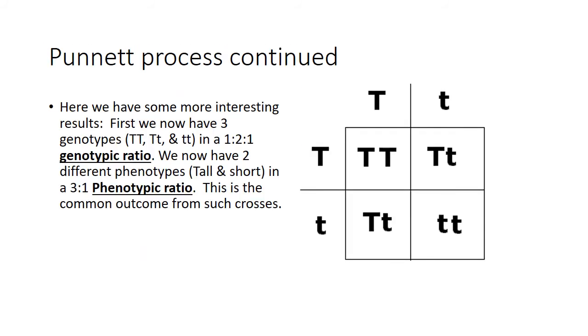So that's some of the interesting things. We have 3 different in our genotypic ratio, 1-to-2-to-1. And if you add them all up, it equals 4. And then we have 3-to-1 in our phenotypic ratio. 3 plus 1 is 4. So 4 things in our boxes in the entire thing. So we can look at it in a ratio that way.